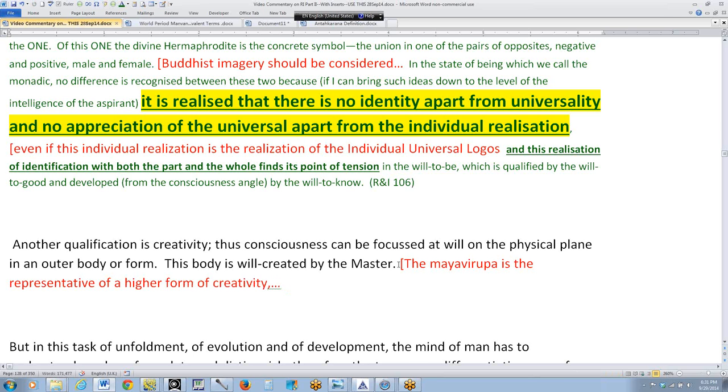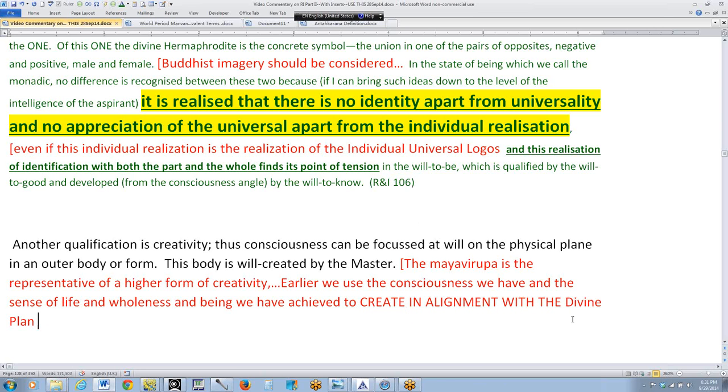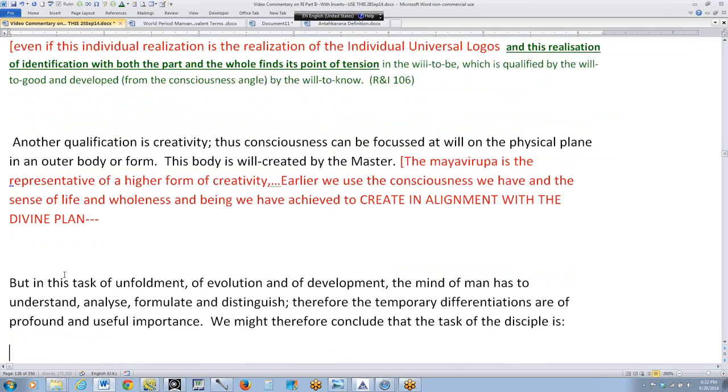So we use the consciousness we have and the sense of life that we are to create according to the plan. Earlier, we use the consciousness we have and the sense of life and wholeness and being we have achieved to create in alignment with the plan, divine plan. Okay. But once there is this penetration, once there is this part and whole relationship, once there is mastership, then the creativity of creating the mayavirupa can occur.